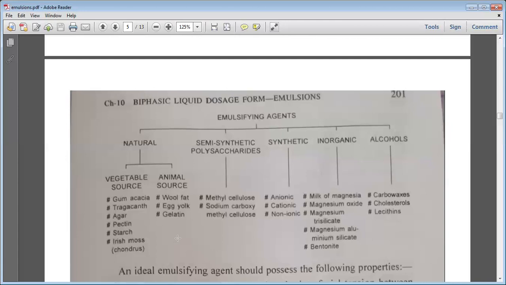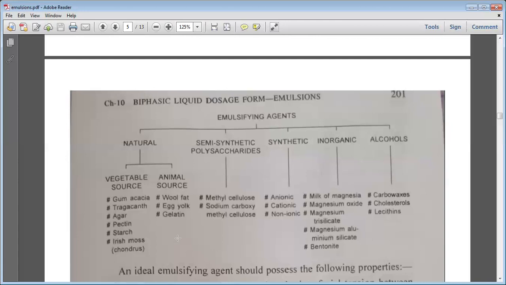As I told you, cellulose is a naturally obtained substance, and when a chemical substance is substituted onto the natural substance, you get a semi-synthetic emulsifying agent. So you can see that methyl cellulose and sodium carboxymethyl cellulose are the semi-synthetic emulsifying agents. For synthetic emulsifying agents, you have anionic, cationic, and non-ionic synthetic emulsifying agents.